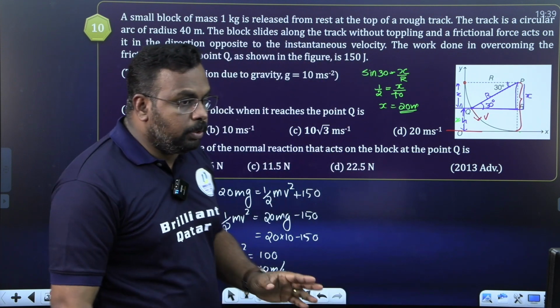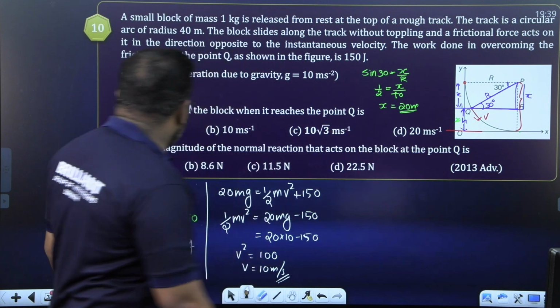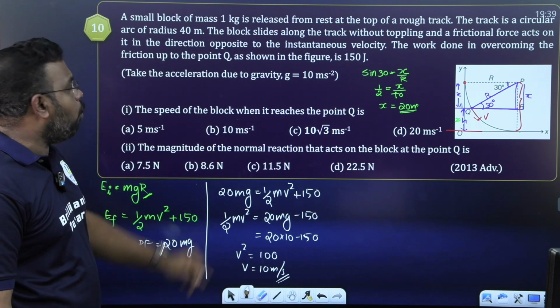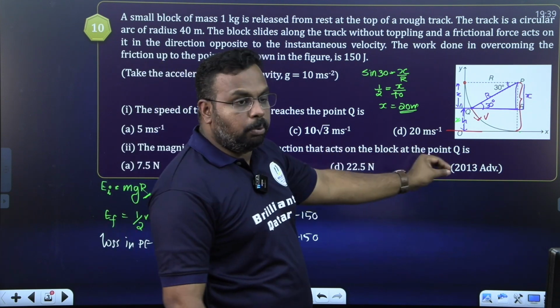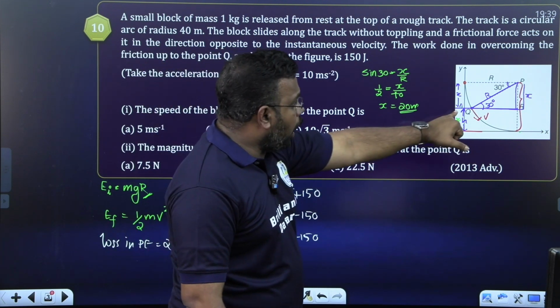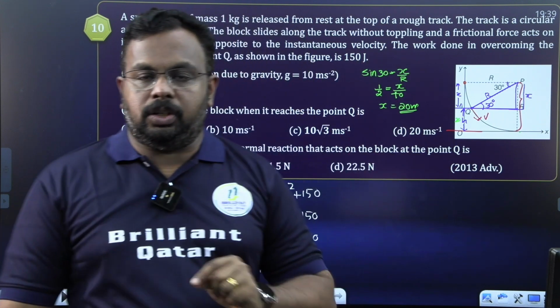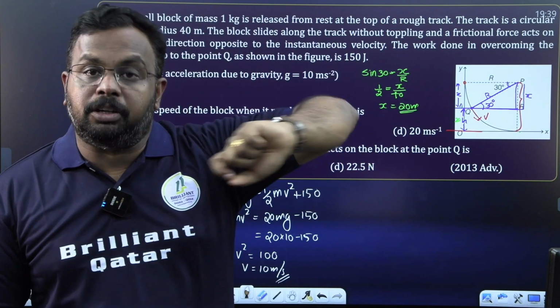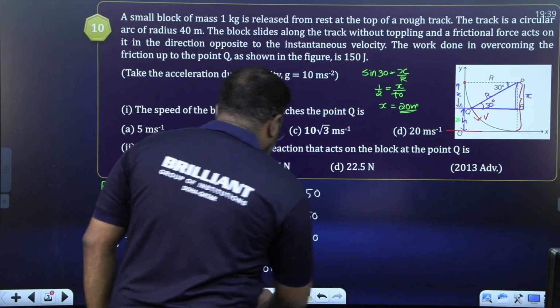So I'll be going to the next question here. What is the second question? All of you check. The magnitude of the normal reaction that acts on the block at the point Q. At the point Q, what is the normal reaction? You know what is normal reaction? It is a reaction which is perpendicular to the surface.